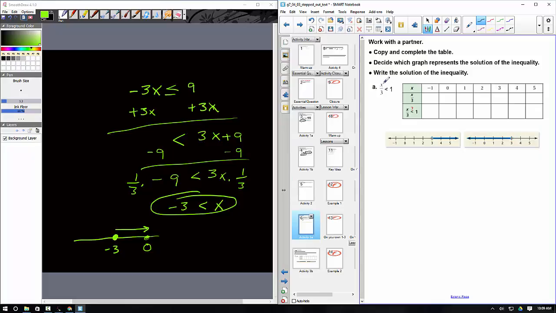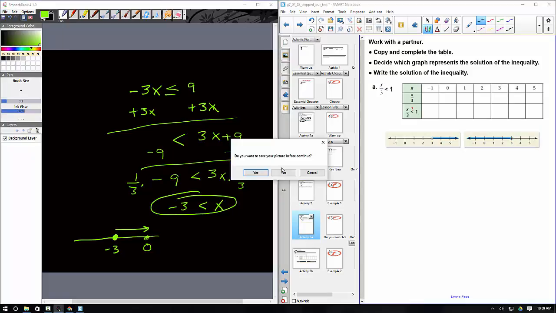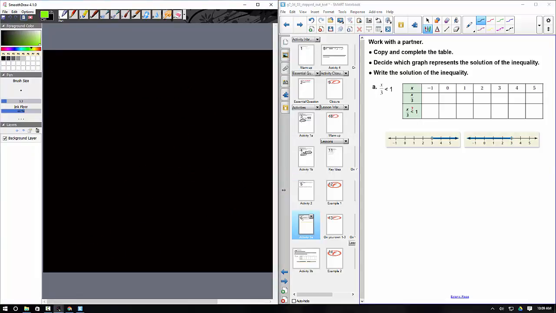So now let's try this one here. I have x divided by 3 equals 1. So let's do this one. The very first thing I want to do is plug this in. So this would be negative 1/3, 0, 1/3, 2/3, 3/3 or 1, 4/3, which is 1 1/3, and 1 2/3, right?